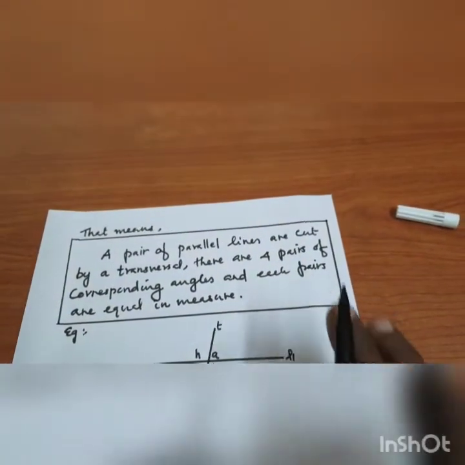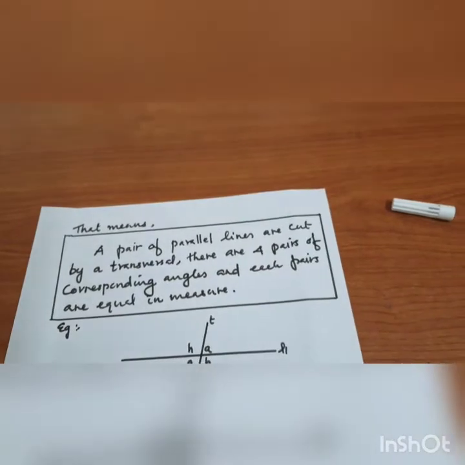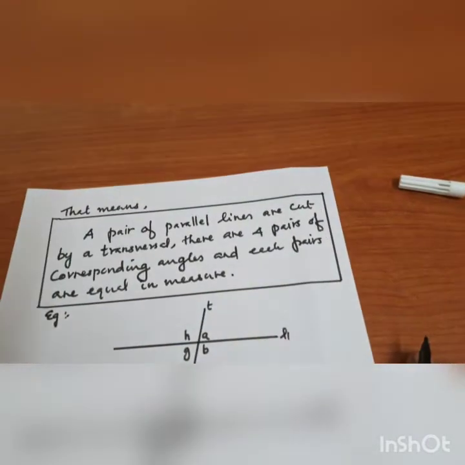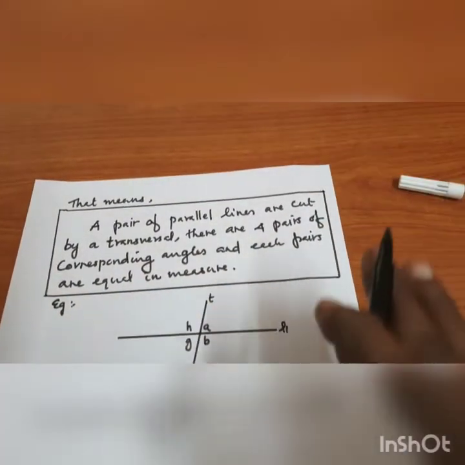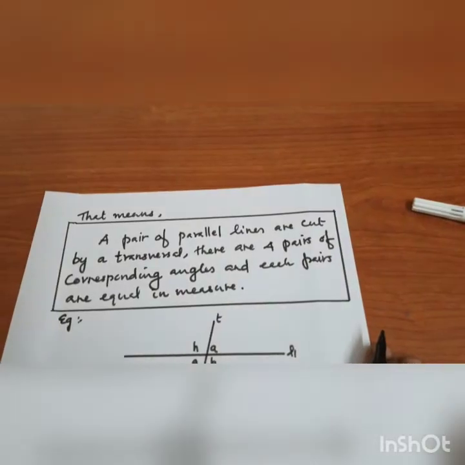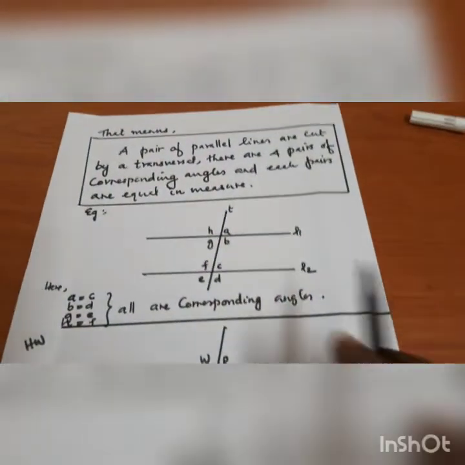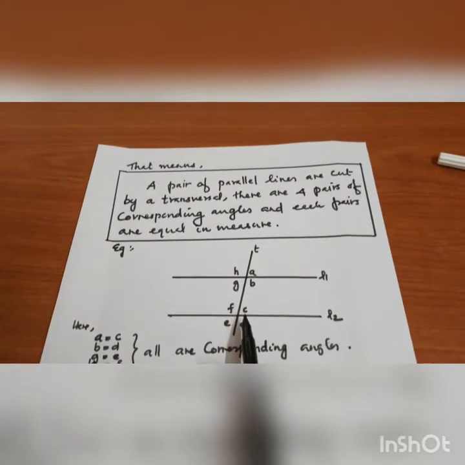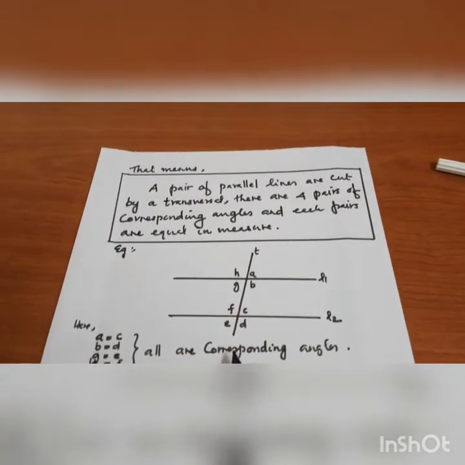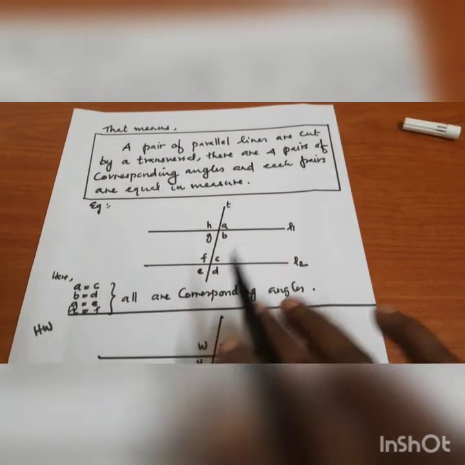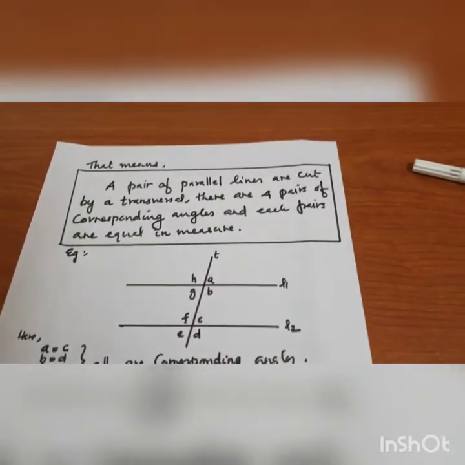When a pair of parallel lines is cut by a transversal, a total of 8 angles are formed. They are grouped as 4 pairs. There are 4 pairs of corresponding angles and each pair is equal in measure. For example, if the 8 angles are named A, B, C, D and up to H, then A is equal to C, that is one pair. B is equal to D, that is one pair. F is equal to H, that is the third pair. And E is equal to G, that is the fourth pair. There are 4 pairs of corresponding angles and each is equal in measure.